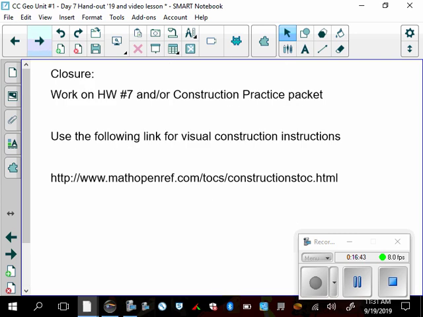Right now, you should ask for the homework number 7. You should ask for the construction packet. This link down here is in your email. You can click on this to go through all the constructions. I will be talking about which ones you should expect to see in the test.